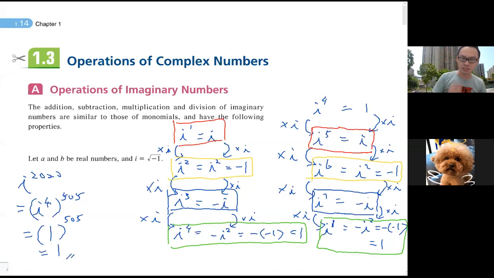Just like this. But if it is not a multiple of 4, then what shall we do? We are going to do it like this. So let me clear this part.